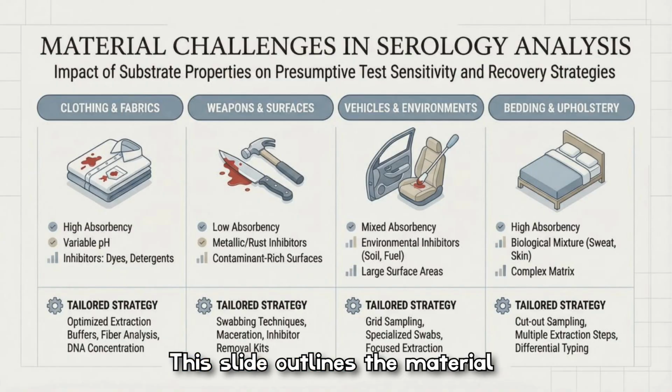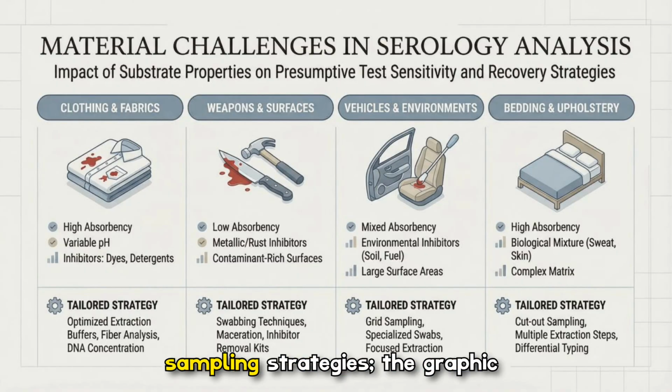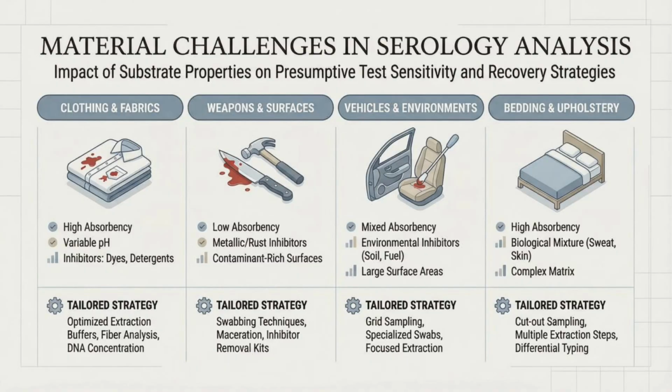This slide outlines the material challenges we face when testing different substrates, from absorbent clothing and bedding to low-absorbency weapons and large vehicle surfaces. Each material affects recoverability and inhibitor presence, so labs adopt tailored extraction and sampling strategies. The graphic emphasizes that method choice must match the substrate to maximize sensitivity and preserve downstream DNA evidence.